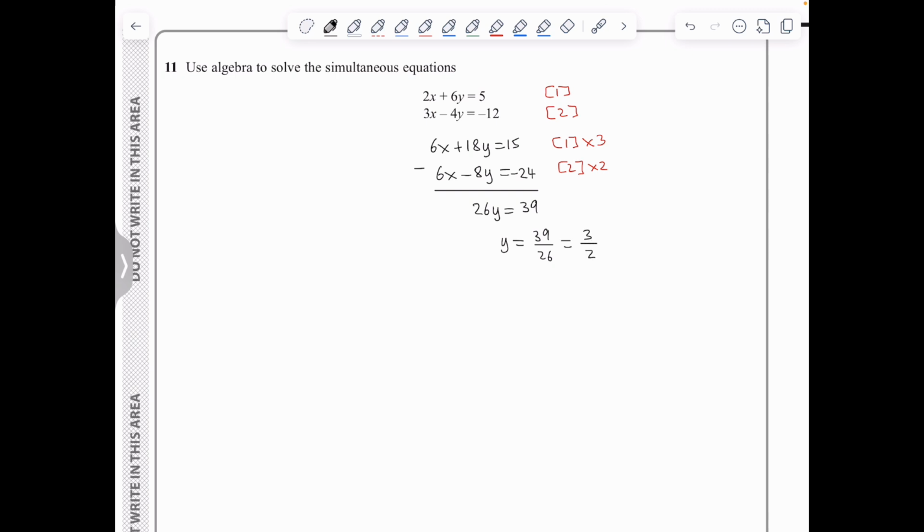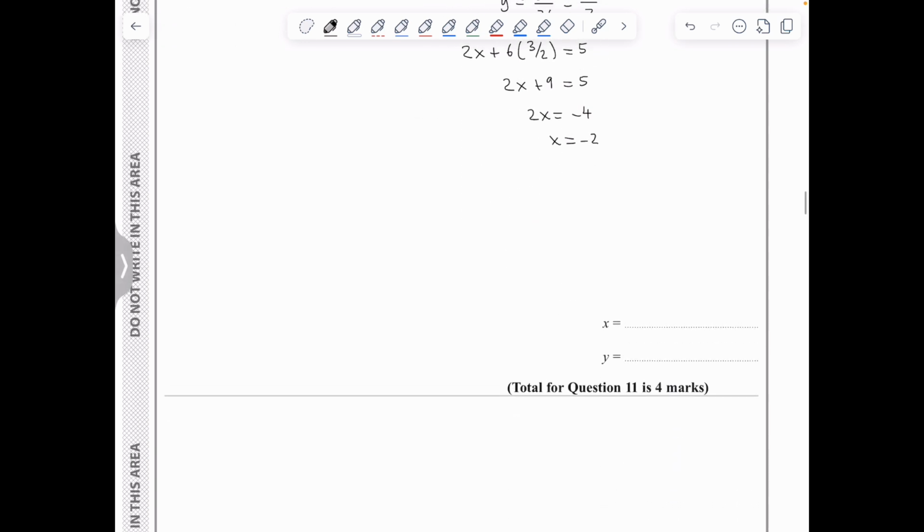And then I can go to the first equation here, substitute for y to get the value for x. So we've got 2x plus 6 times 3 over 2 is equal to 5. So 2x plus 9 is 5, which means that 2x is negative 4, and therefore x is negative 2. So all in all, we arrive at x is negative 2 and y is 3 over 2.